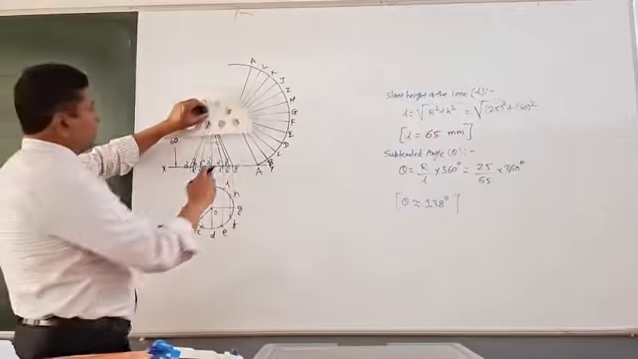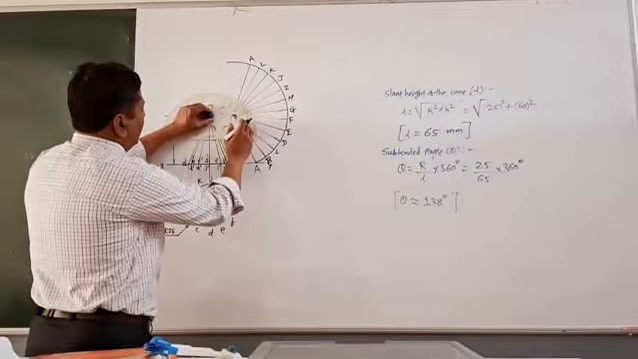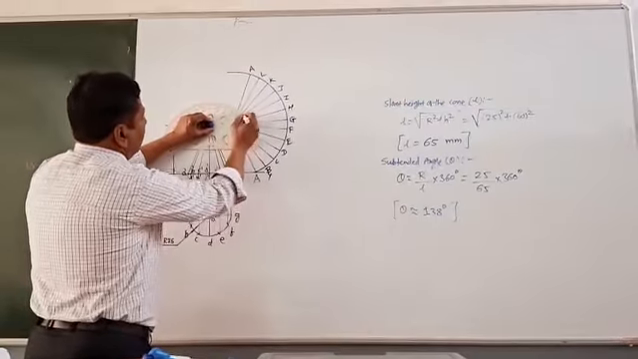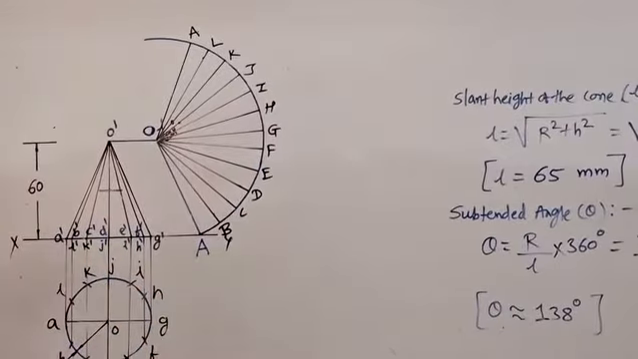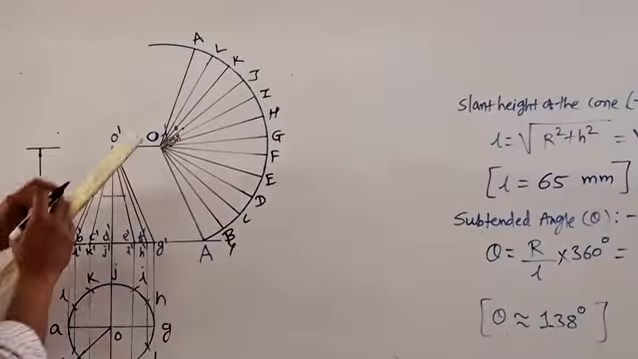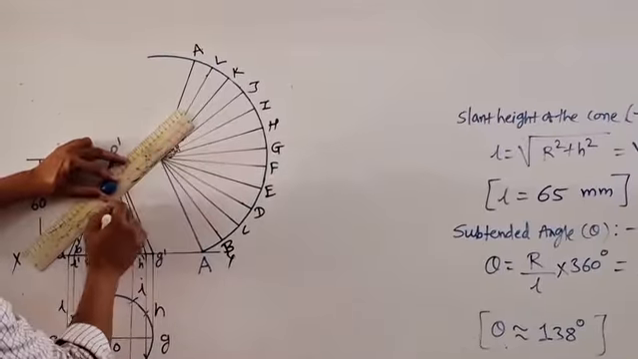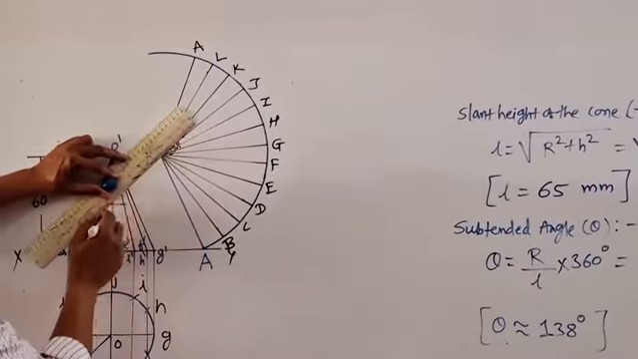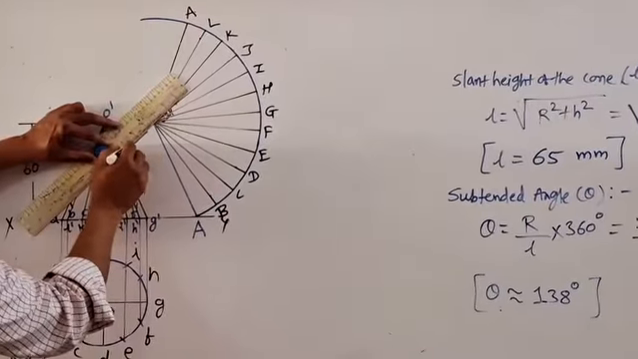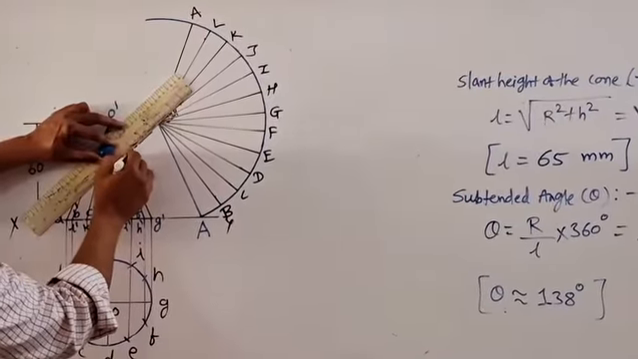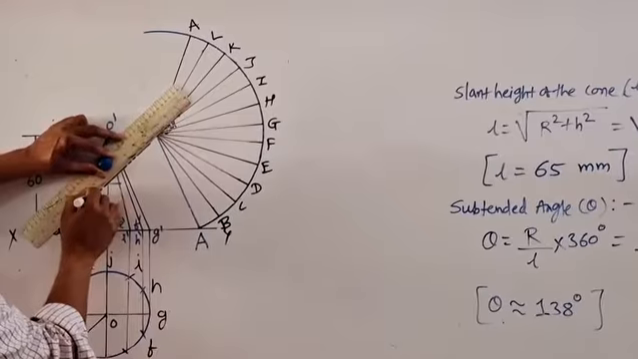Put the angle protector on this midpoint and mark the angle. How much? 45 degrees. And draw a section plane which is passing through this midpoint. While drawing the section plane, you have to draw like this: one big, two small, one big, two small.